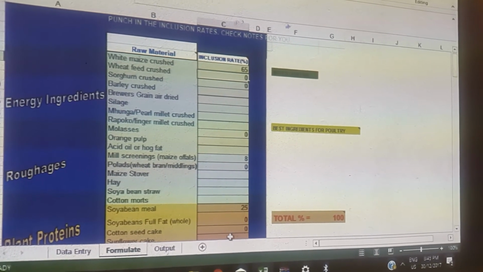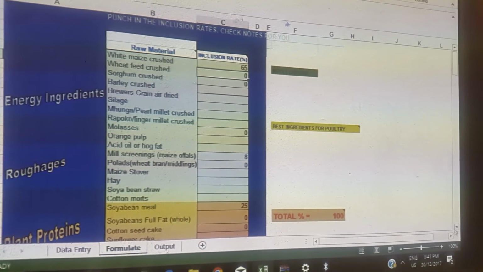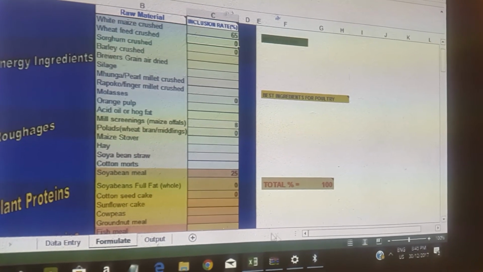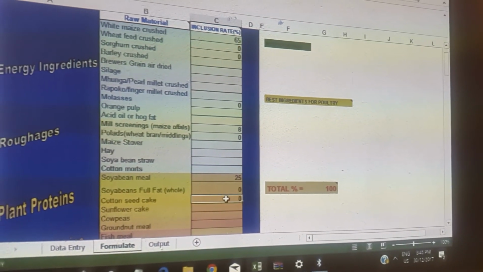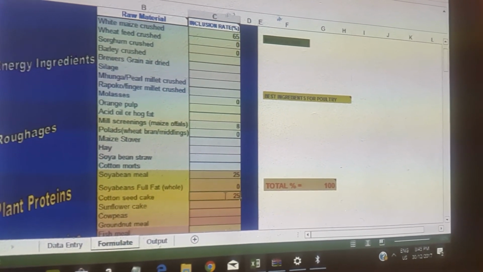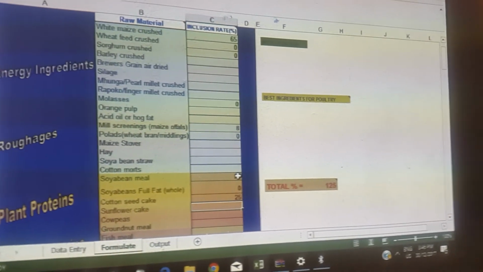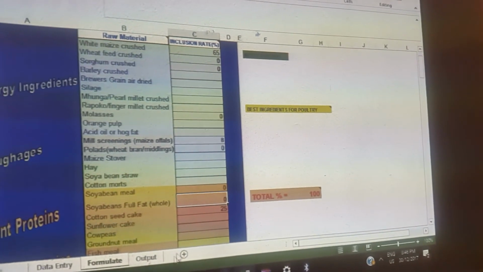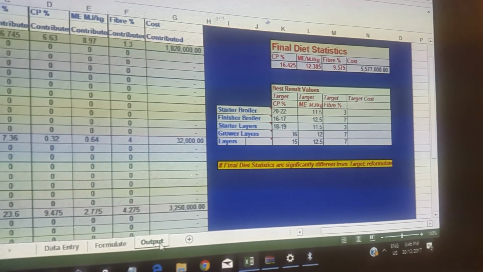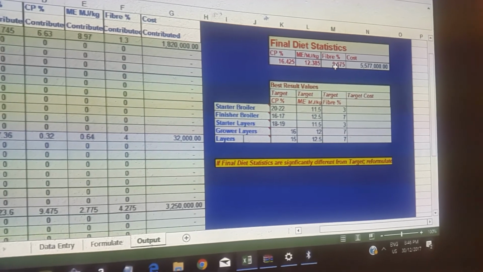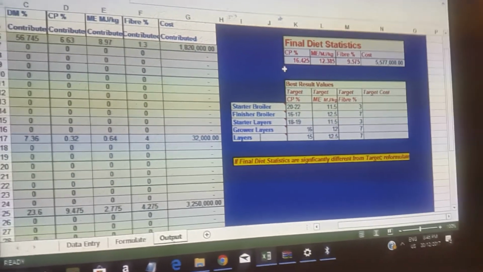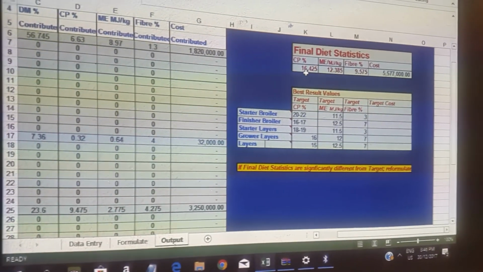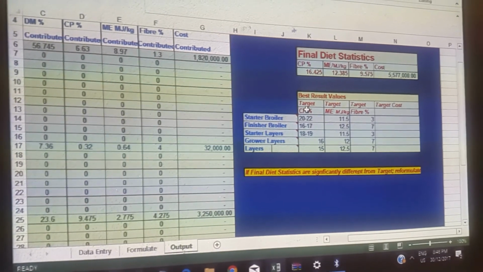Let's assume there, what if I had used sunflower? Sunflower, one thing we have to know is it's got a higher fiber content. Let's say I put in 25 there on sunflower and 0 there. Output there, you can see what will have happened. It's got a very high fiber content, but the protein content is okay. So basically, ladies and gentlemen, this is how you formulate your feeds.